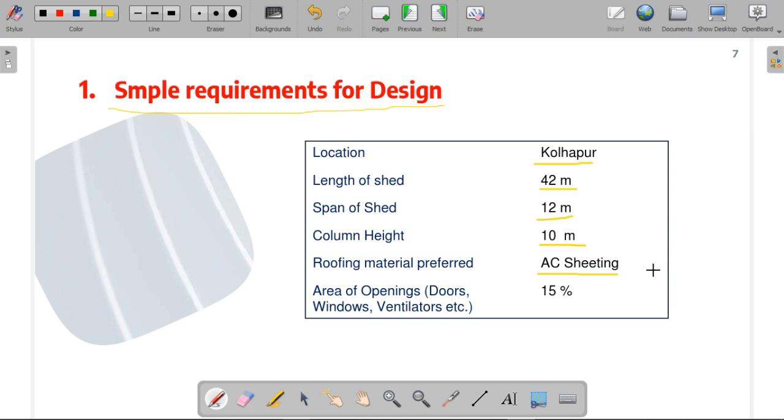You can have galvanized iron sheeting also. Depending upon the type of roofing material, we'll calculate the loadings accordingly. The percentage of openings, that is doors, windows and ventilators, that we are assuming here is 15%. Depending upon the area of the doors, windows and ventilators, we'll get the percentage of opening, which will help us to calculate the wind load.